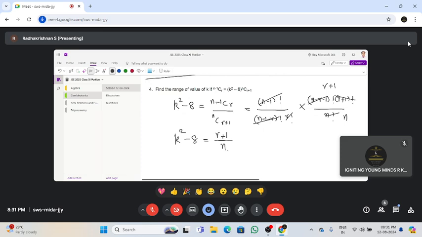So now what do you see? K square minus 8 equal to r plus 1 by n. So the range of possible values for k is going to be dependent on what is the range of possible values for r plus 1 divided by n.